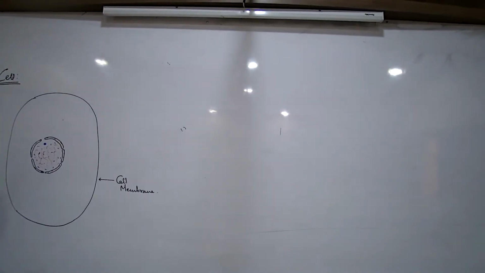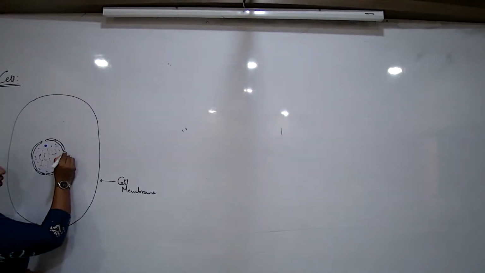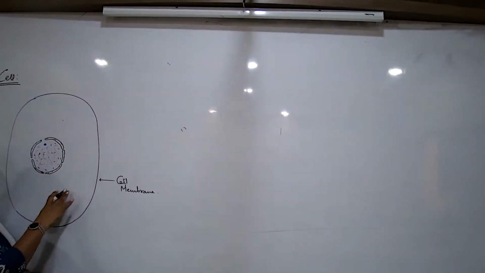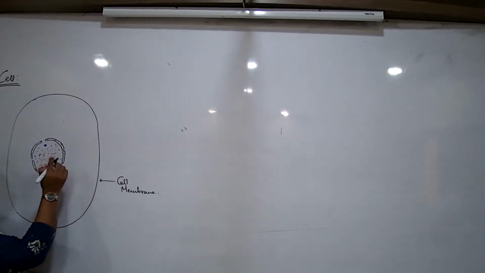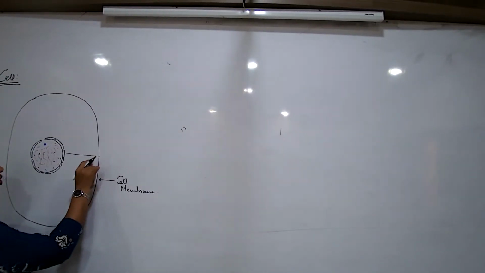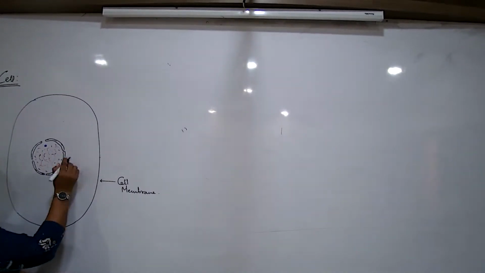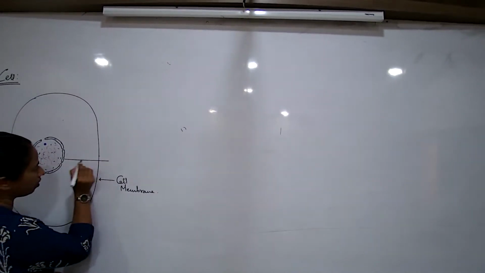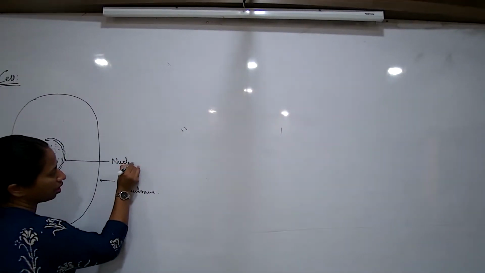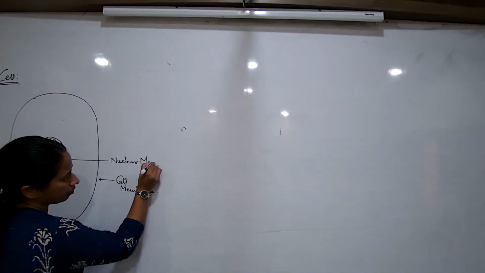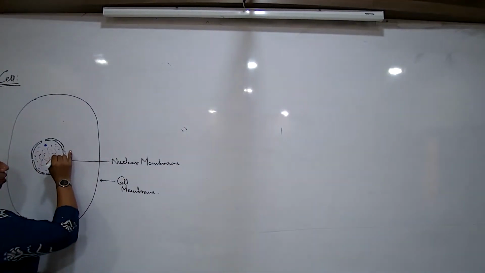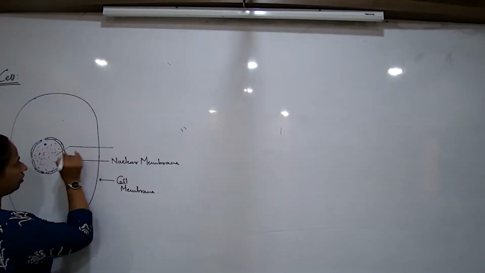Let us talk about the other cell organelles today. Did you complete the diagram? Check. Yes. Or else, as we draw the parts, we have to finish up the diagram. So let us talk about the nucleus. We start with the nucleus. This is the nuclear membrane. Check if you have marked it in your diagram. Yes, the nuclear membrane. These are the chromatin threads.